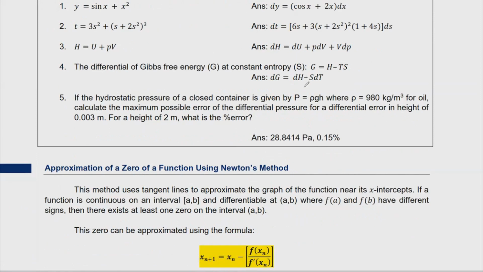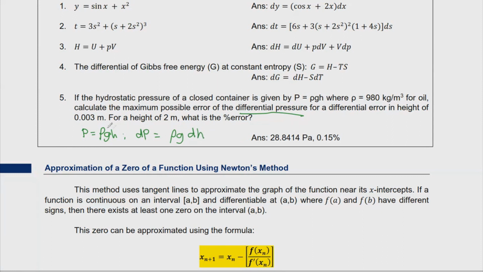Okay, so now we go back to the problem, and the first question is, what could be the differential pressure given that we have a differential error of 0.003. If we're talking about the differential pressure, we know that we need to take the derivative of this expression so that we get the derivative of the pressure. So in this case, if I have P is equal to rho GH, I can just take the derivative of this. So the total differential would be something like dP is equal to rho G and then dH.